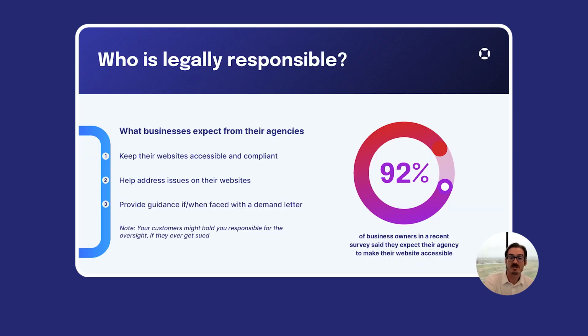So first, let's talk about who's actually responsible and who's implied to be responsible. At the moment, the way it's written, your customer is the one who's going to receive a demand letter or get sued if their website is not accessible to people with disabilities. What it actually says is, according to established standards, the burden of responsibility lies with the website owner. But for your customers, this doesn't really matter.